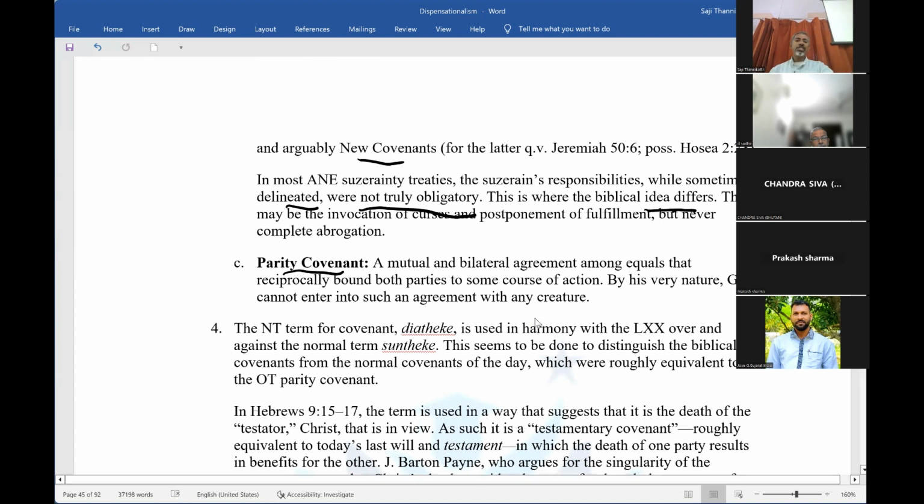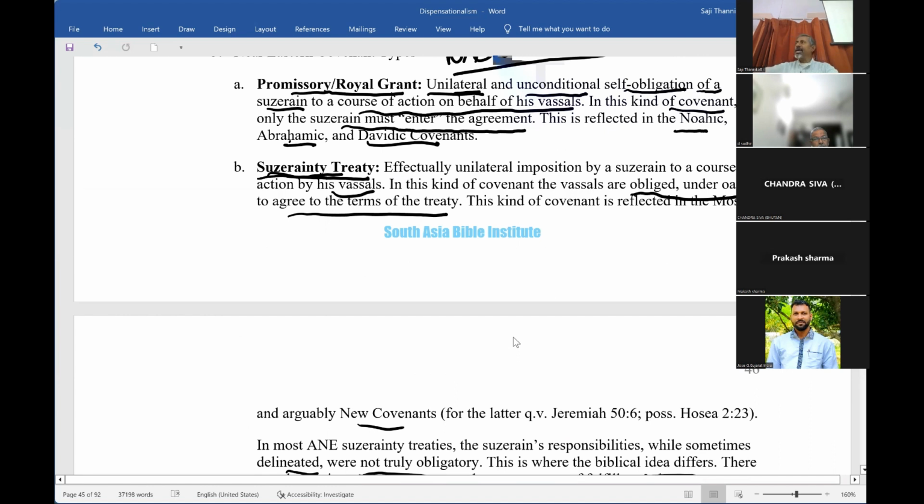So what is a suzerainty treaty? A king comes to a group of people and tells them, this is what you are going to do. You need to pay this much tax. These are the things you need to do. He imposes certain things on them, right? So that means a king to this lower group of people. Someone who is a monarch comes and imposes his will on the people, and he will say, "This is what you have to do." Otherwise, remember.